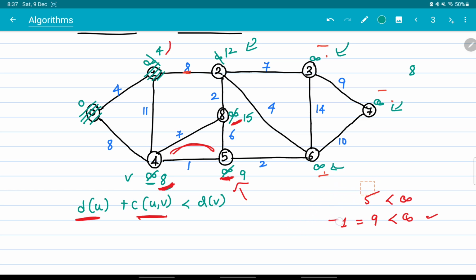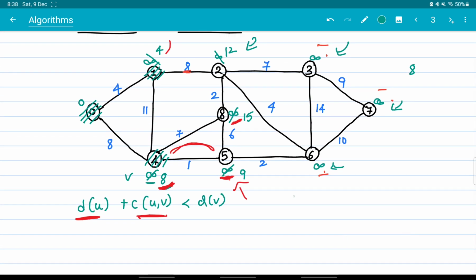Okay, so now that I am done visiting all the direct vertices that were attached to 4, I'm going to cut this vertex 4. So now I have 3 visited nodes, that is 0, 1 and 4. So these nodes are visited. Moving on to our next nodes.